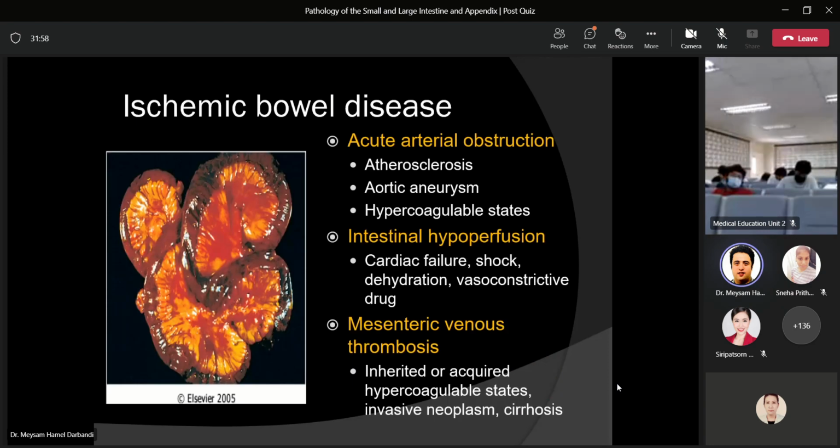So, ischemic bowel disease. Acute arterial obstruction. How do you think the artery is being obstructed? Due to what? I write it here, you will say. Atherosclerosis. So how does atherosclerosis develop?